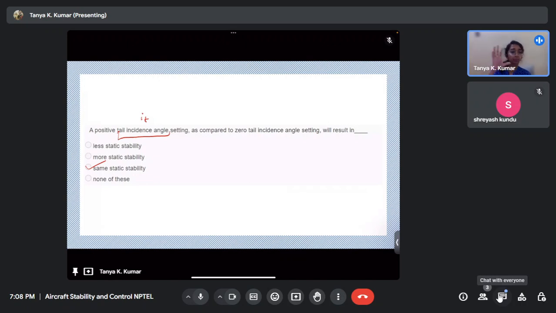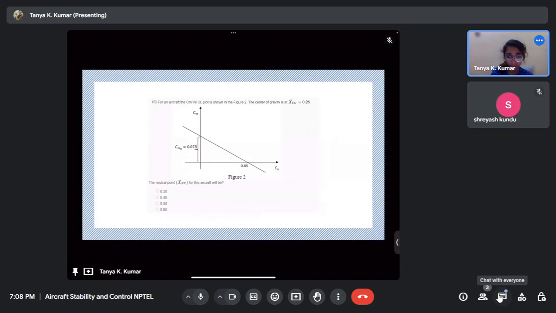Okay, so just try to remember those equations, at least those terms. What all feature in Cm alpha, what all feature in Cm naught. Next question: for an aircraft, the Cm versus CL plot is shown in the figure. The center of gravity is at x bar CG equal to 0.28. What is the neutral point of this aircraft? Very simple, right? You try doing this.